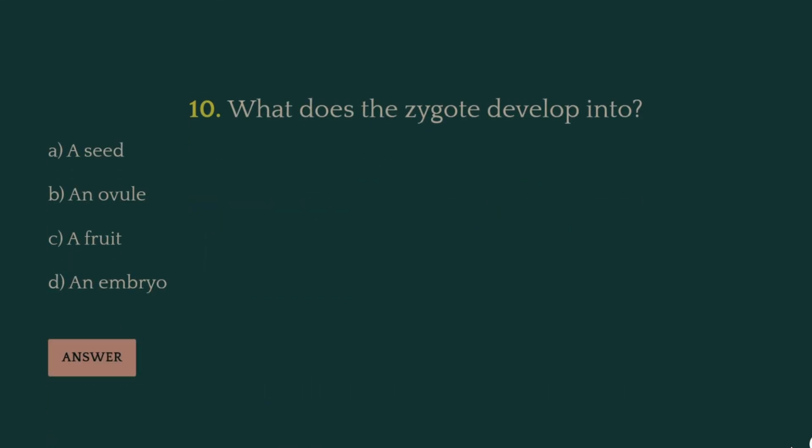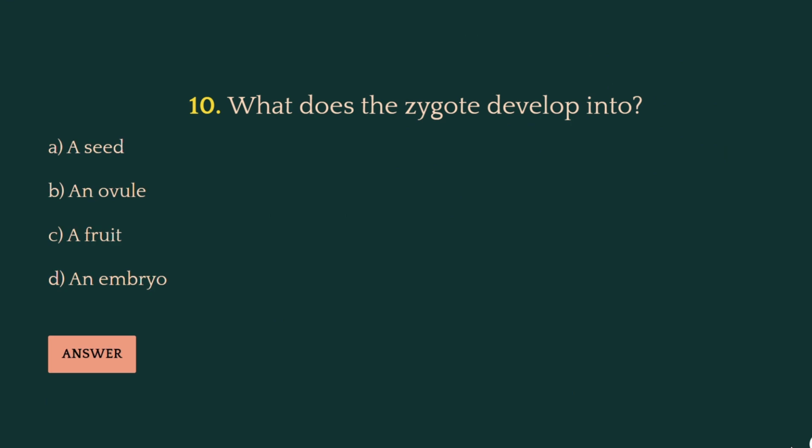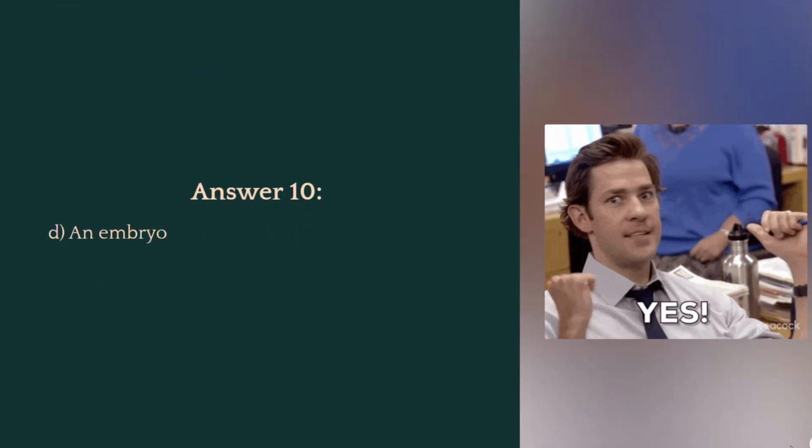And the last question for the day is, what does the zygote develop into? The options are, does it develop into A, a seed? Option B, an ovule. Option C, a fruit. Or does it develop into an embryo? And the correct answer is an embryo, which is option D.